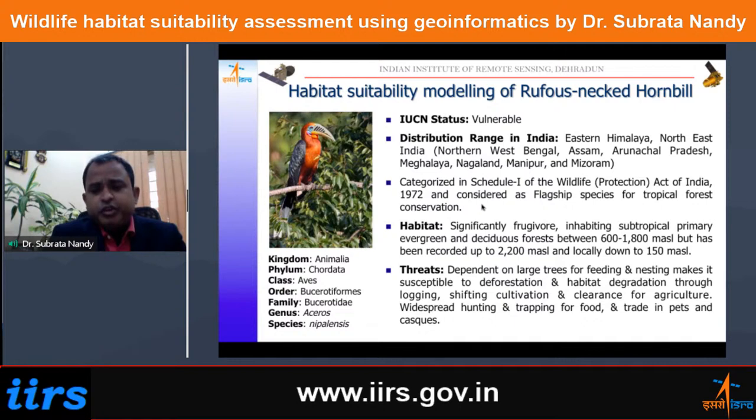Now, habitat: generally they are frugivores, inhabiting mainly subtropical, primarily evergreen and deciduous forest. The threats: their dependence on large trees for feeding and nesting makes them susceptible to deforestation and habitat degradation through logging, and in Northeast India, shifting cultivation and clearance for agriculture. So we have done a study on the habitat suitability modeling of this bird, the rufous necked hornbill.